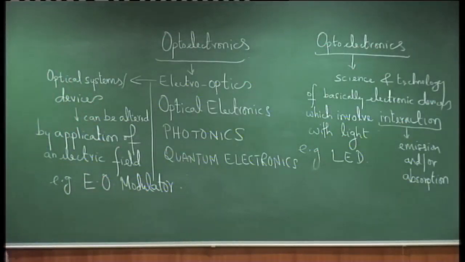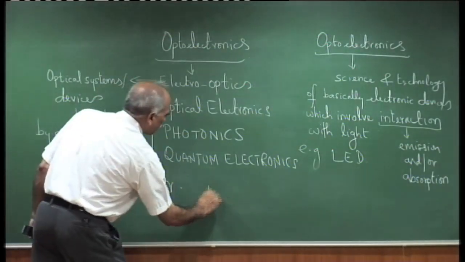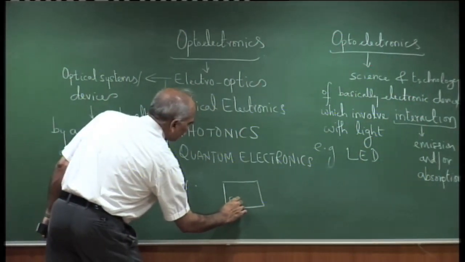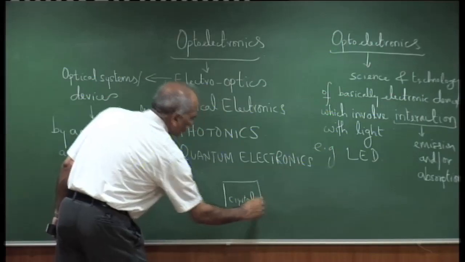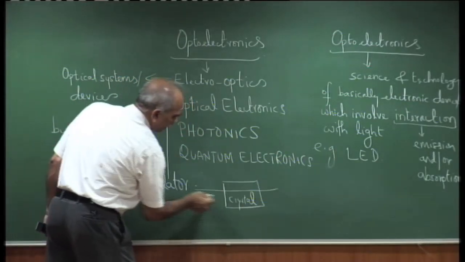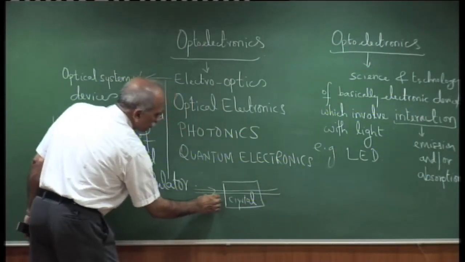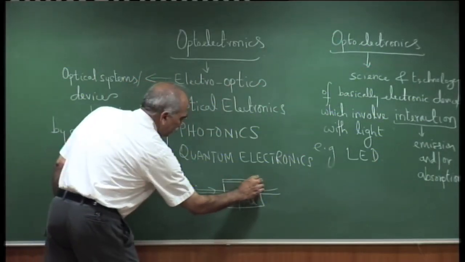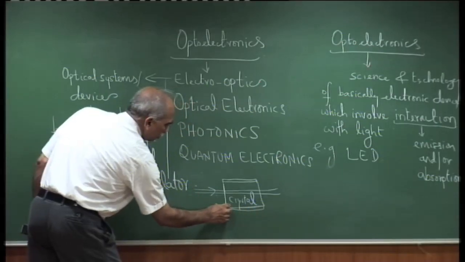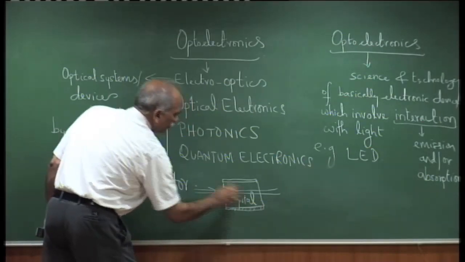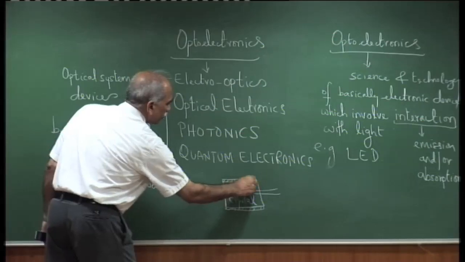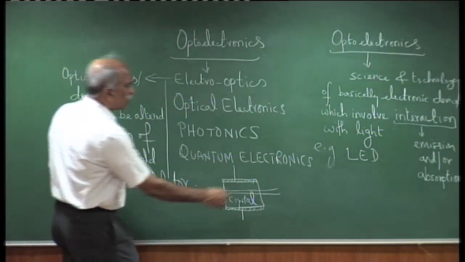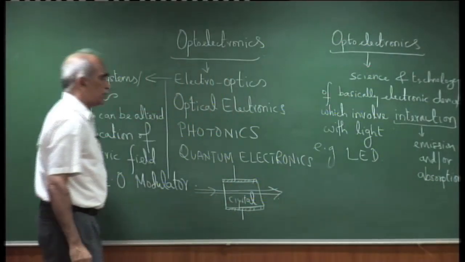Electro-optic modulator. Usually, these are optical devices, maybe a crystal, through which a beam of light propagates. If you apply an electric field to this crystal, I am showing metallic electrodes here, it is possible to modify the output properties of light.